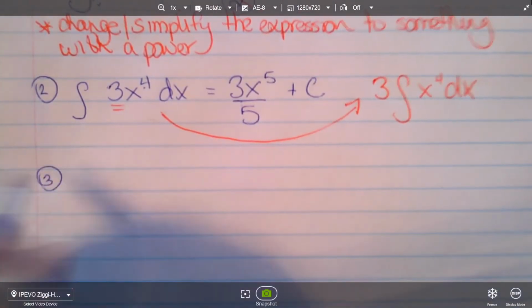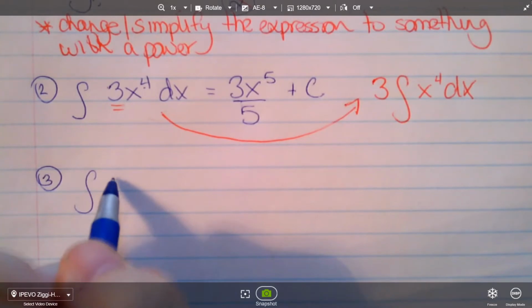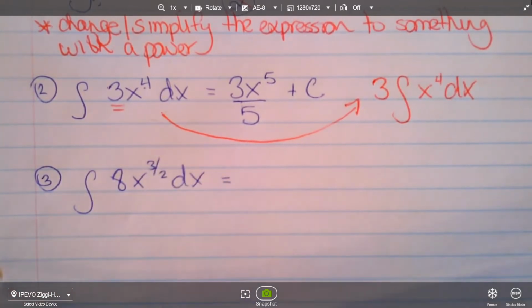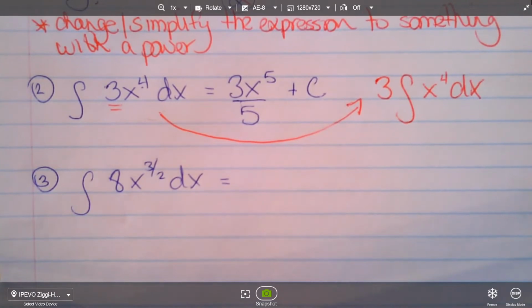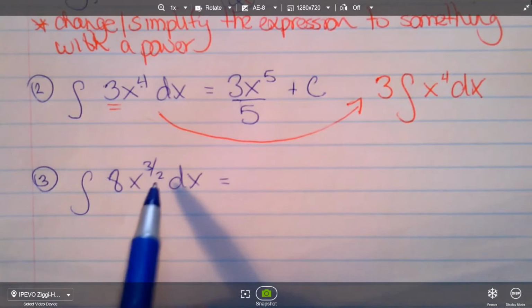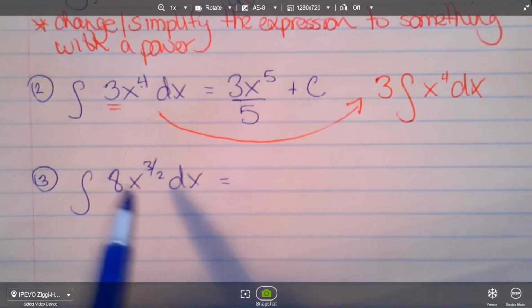All right, let's try again. How about a fractional exponent? Well, it's fine. That's no different. We can still work with it the same way we would anything else. All right, I've got 8x to the 3 over 2. It's a power rule. It's the only one we have.